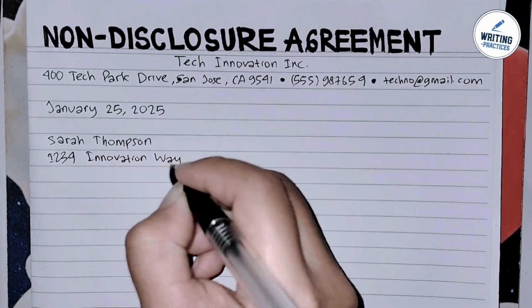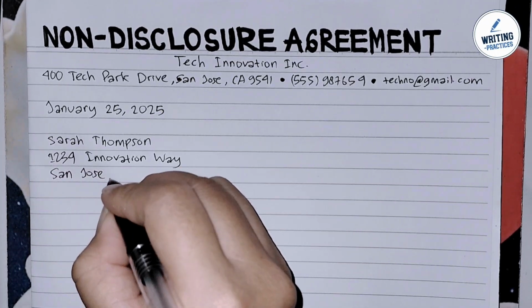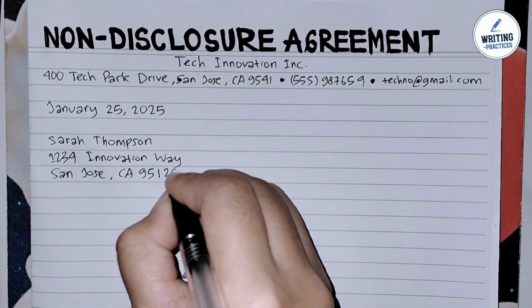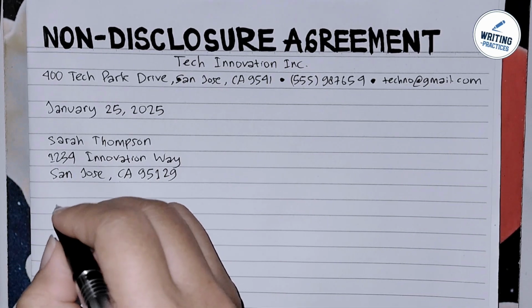Under it, you can write the date of the letter. And then, write the recipient information. Here, you can list the name and address of the recipient or the receiving party. It must clearly identify who the agreement is directed to.